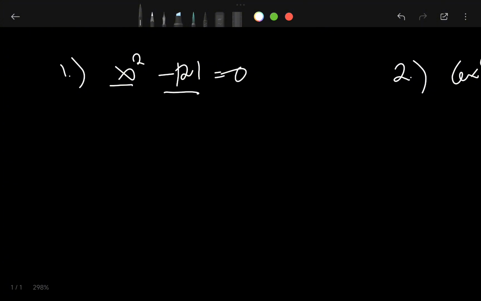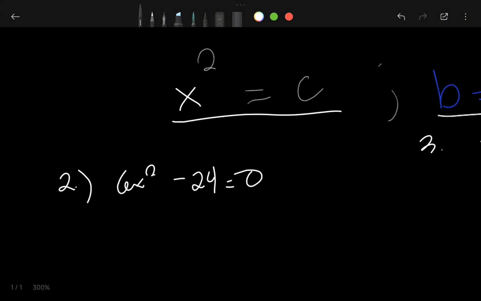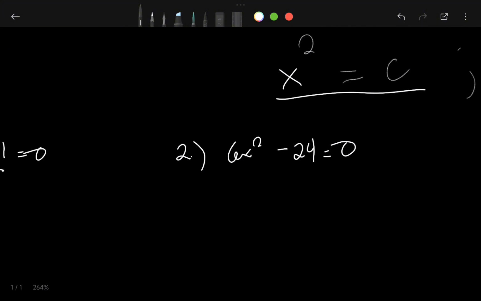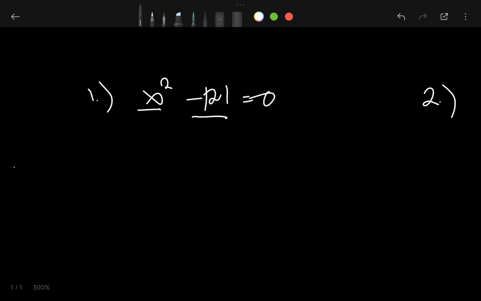Now, to do that, the first thing that we need to do is to make sure that it's written in the form x squared is equal to c, which means that the constant must be isolated on the other side of the equation. All you have to do is to transpose negative 121 to the other side of the equation. So you can bring down x squared is equal to 121.